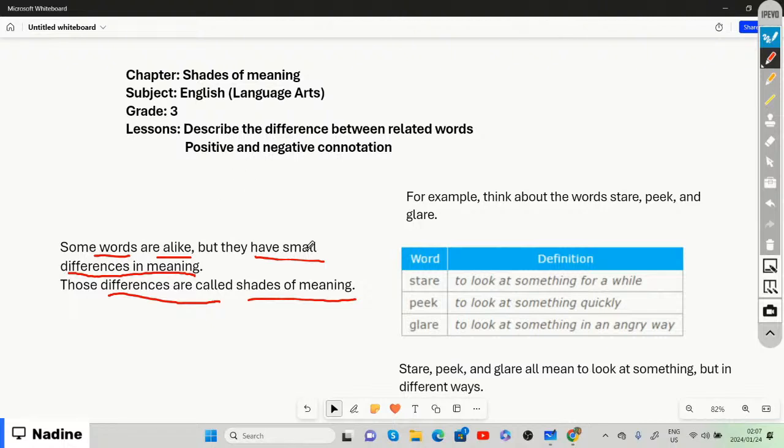And if we look at an example, for example, think about words. If we think of the words stare, peek, and glare, basically, all of these three words mean to look at something, but to stare, peek, and glare is to look at something in different ways.